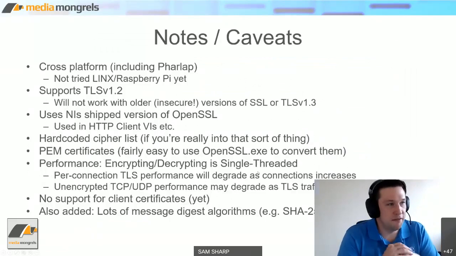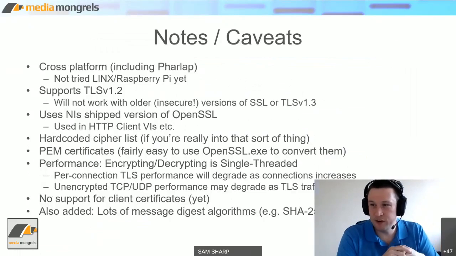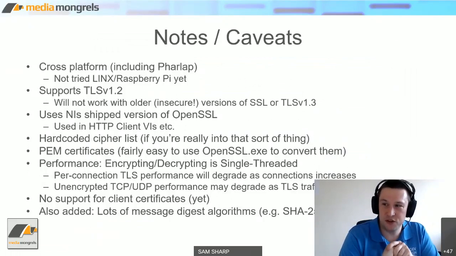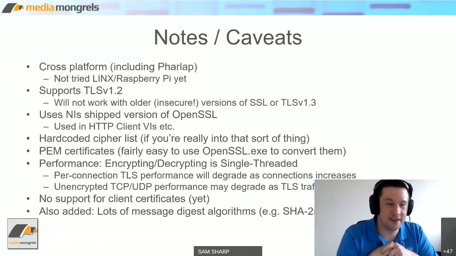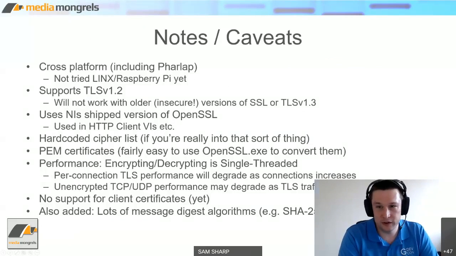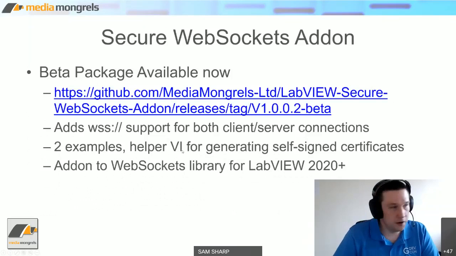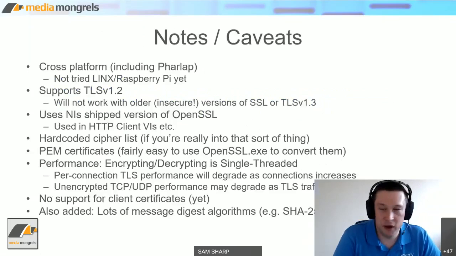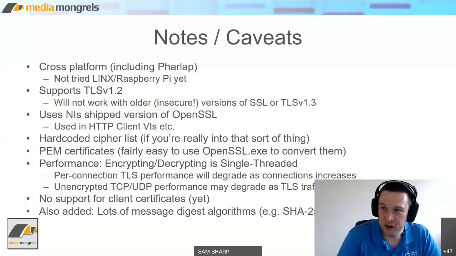So, notes and caveats. This is the latest information that I have. I'm sure Rich will chime in if any of this is out of date. The new functions are only for the low-level TCP/IP functions. I've been told that it's cross-platform, as long as you've got the SSL library component installed on Macs. I haven't tried it on a Raspberry Pi yet, and I don't know if there's any update on whether that works. I didn't have a chance to try it before this.